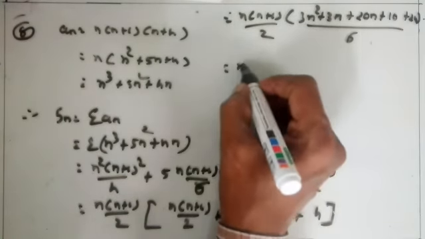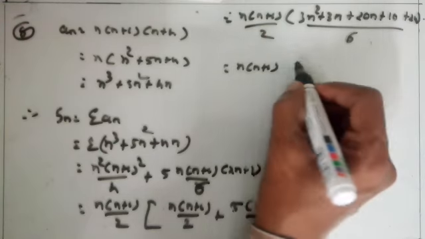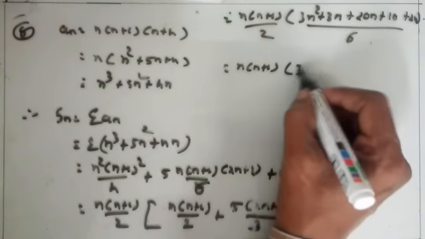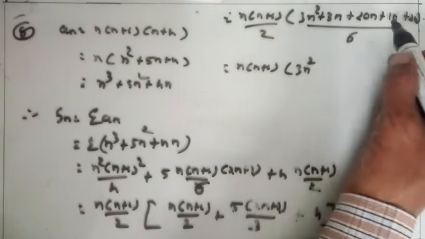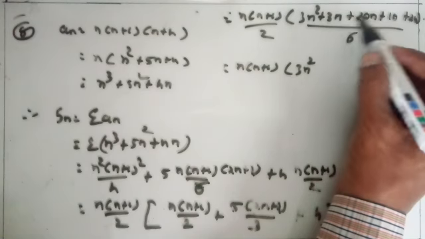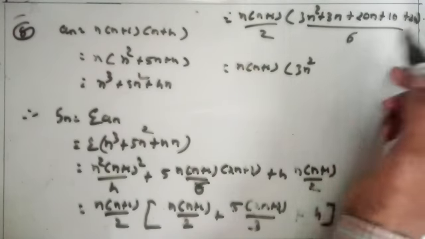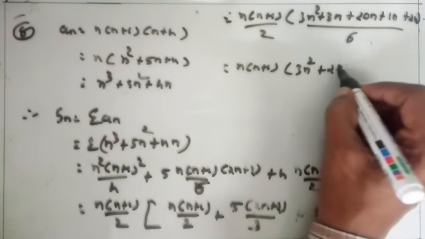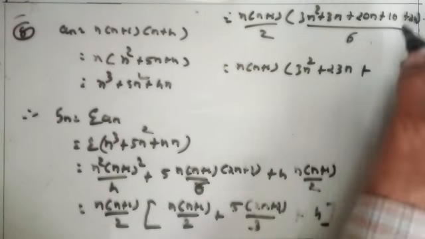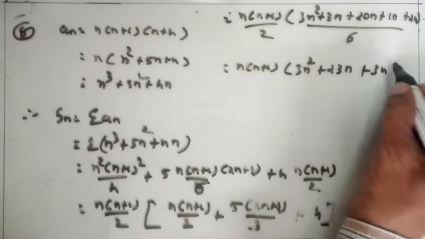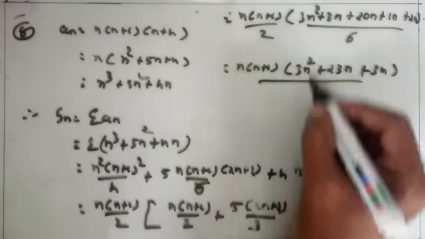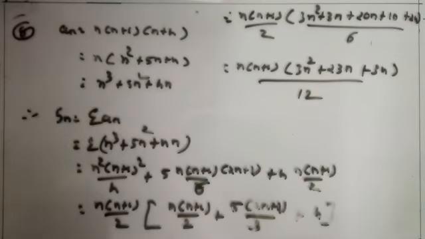Now simplify this: n plus 1 and 3n square. Term with the square only 1. 3n plus 20n becomes plus 23n, plus here becomes 34 upon 6 into 2 becomes 12. Clear?